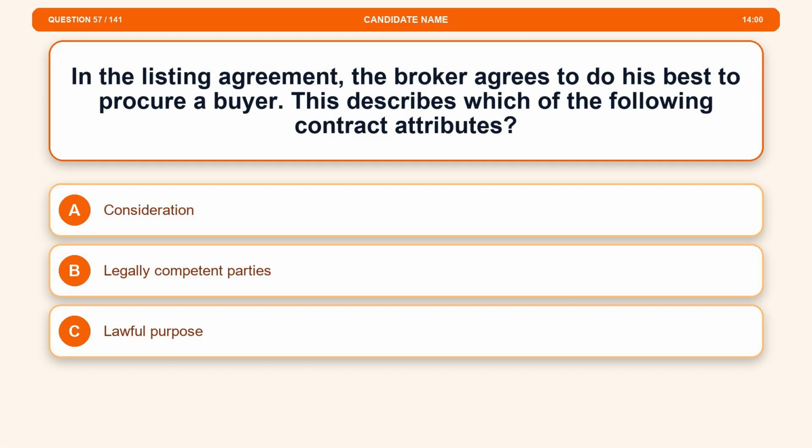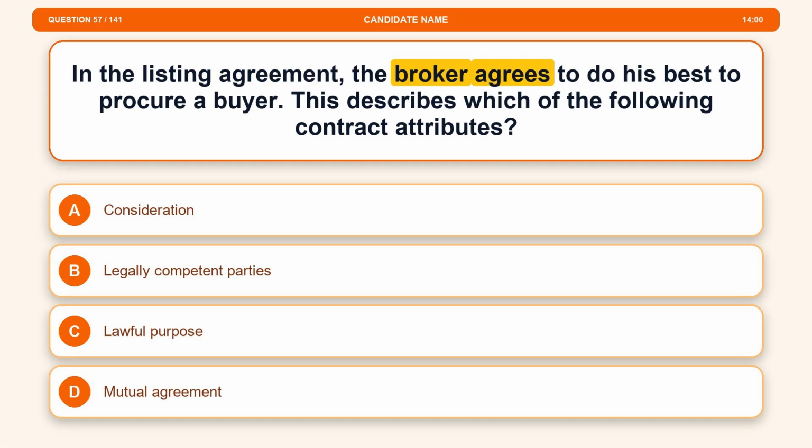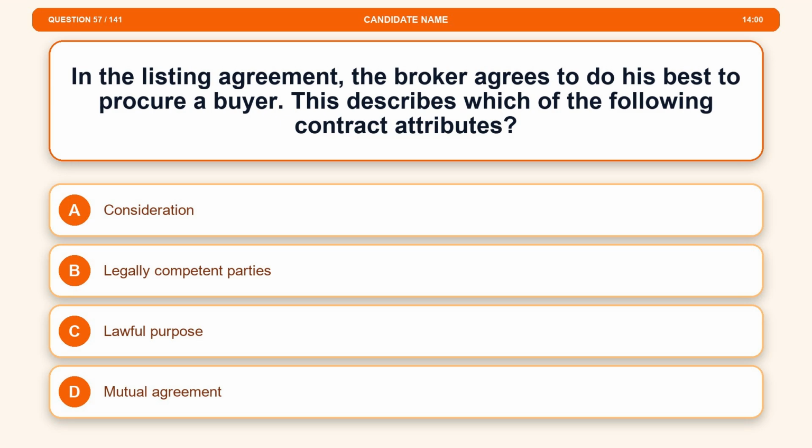Question 57. In the listing agreement, the broker agrees to do his best to procure a buyer. This describes which of the following contract attributes. Option A, consideration. Option B, legally competent parties. Option C, lawful purpose. Option D, mutual agreement.